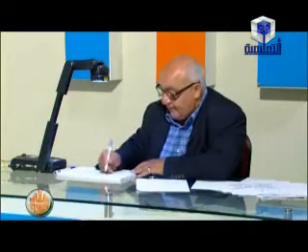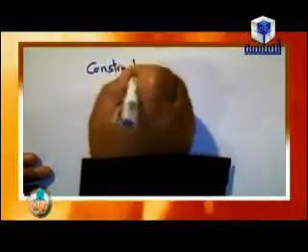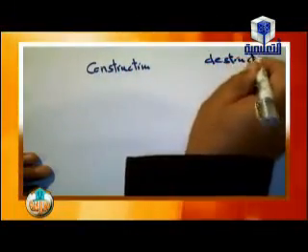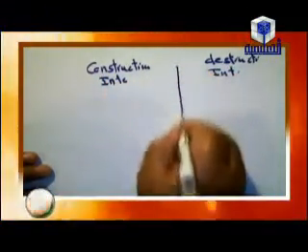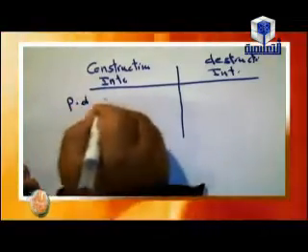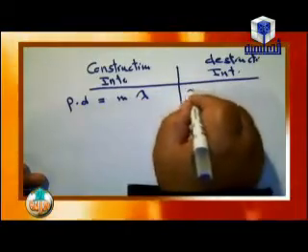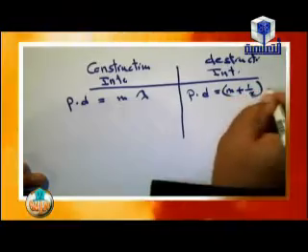Another comparison between constructive interference and destructive interference, according to path difference. In case of constructive interference, path difference equals m times lambda, and in case of destructive interference, path difference equals m plus half times lambda.